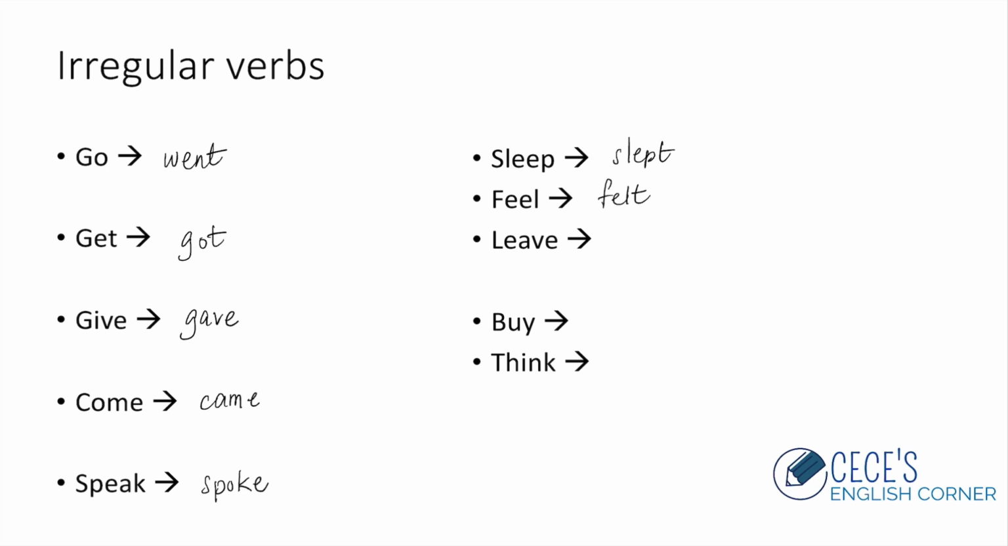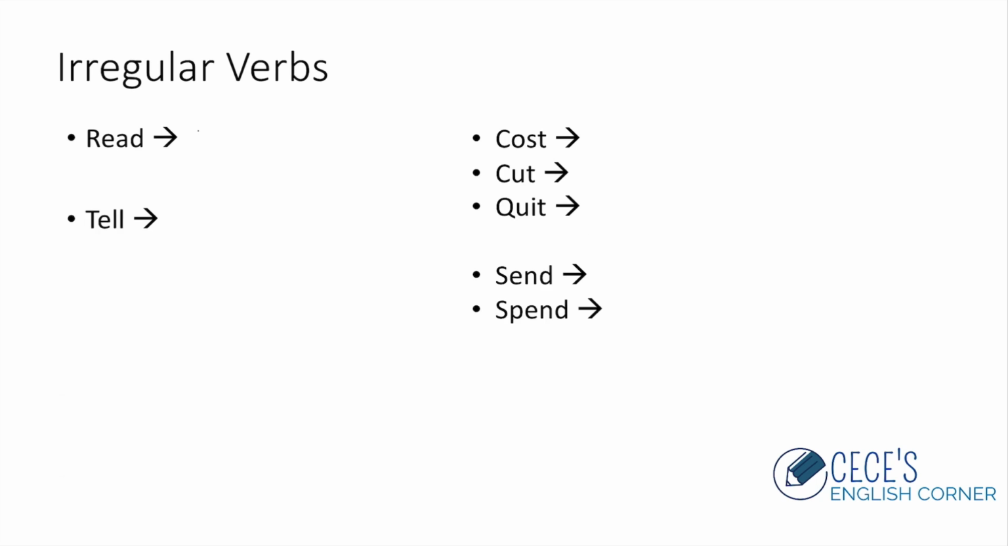Feel, felt. Leave, left. Buy, bought. Think, thought. Read, read. Notice that the past tense is spelled the same as the base form, but it's pronounced differently. The past tense is pronounced like the color red. The past tense of to tell is told.